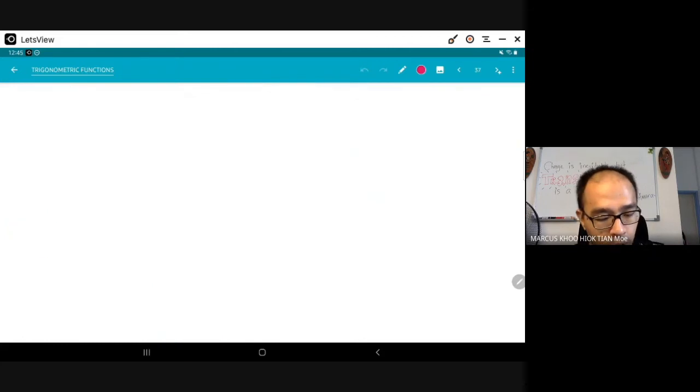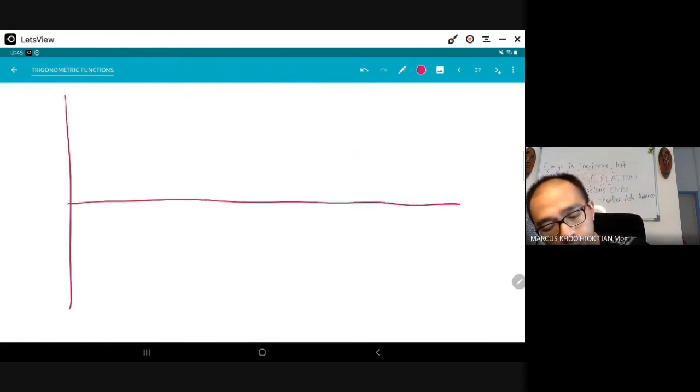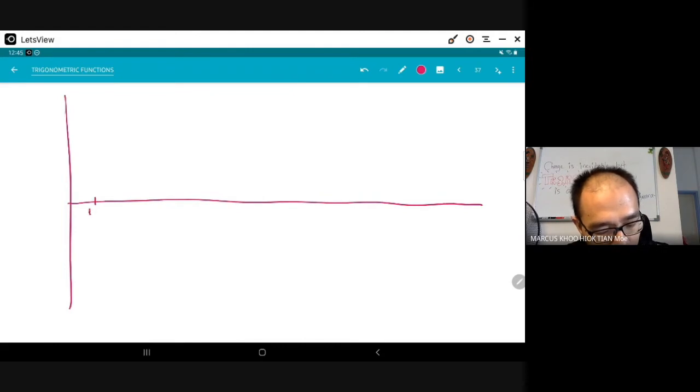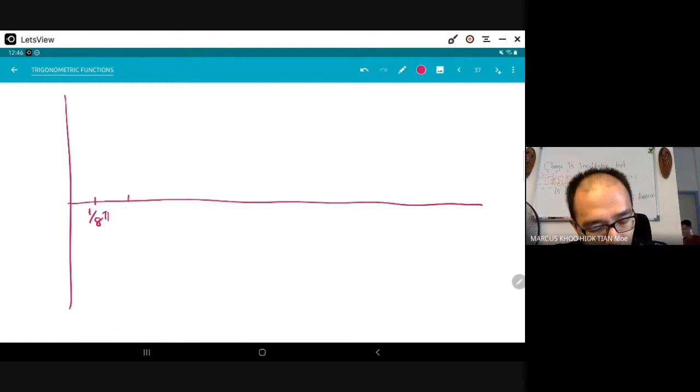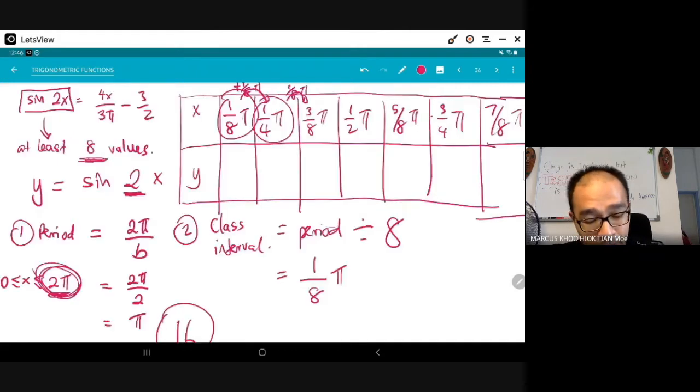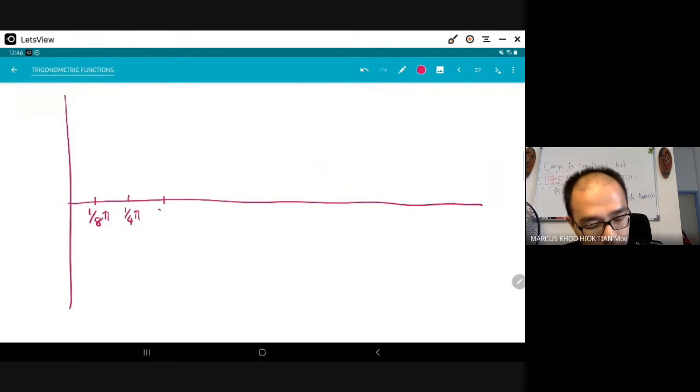Okay, so let me show you. This is your graph paper lah. So 1 over 8 pi, 2cm. 1cm or 2cm lah, depending if your graph is big enough. You can put it in landscape if you want. Then after that, 1 over 4 pi. Then 3 over 8 pi. And after that, 1 over 2 pi, and so on and so forth.